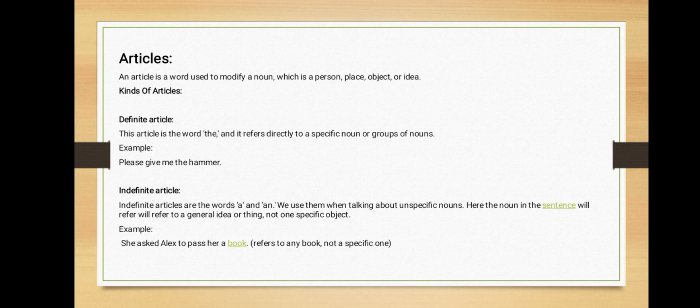Definite article. The article is the word the and it refers directly to a specific noun or group of nouns. For example, please give me the hammer.